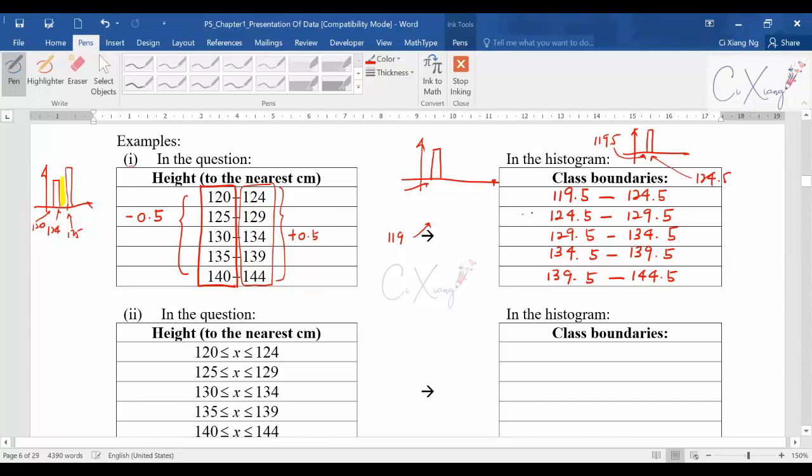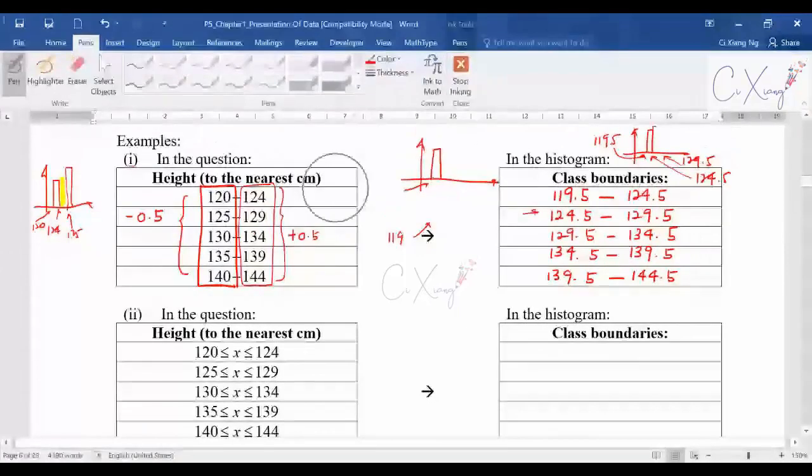How about the second class? If you want to draw the second bar, it will be from 124.5 to 129.5. You already know that this line itself is already 124.5, right? So when you want to draw 124.5 to 129.5, you will draw it on the same line. So this is 129.5. Therefore, you will see that there's no gap between the bars, which means this is your class boundary and you should use it to draw the histogram.